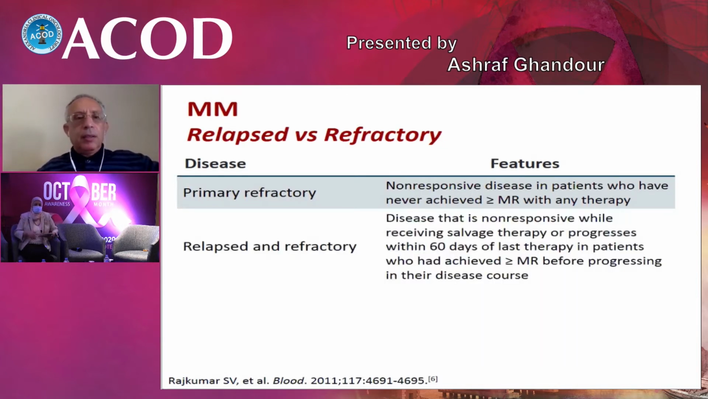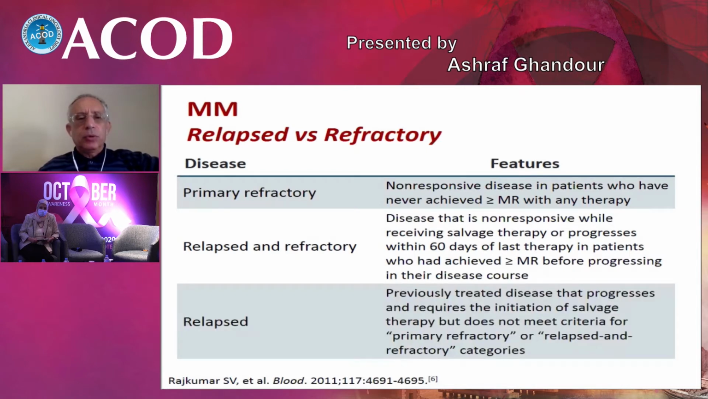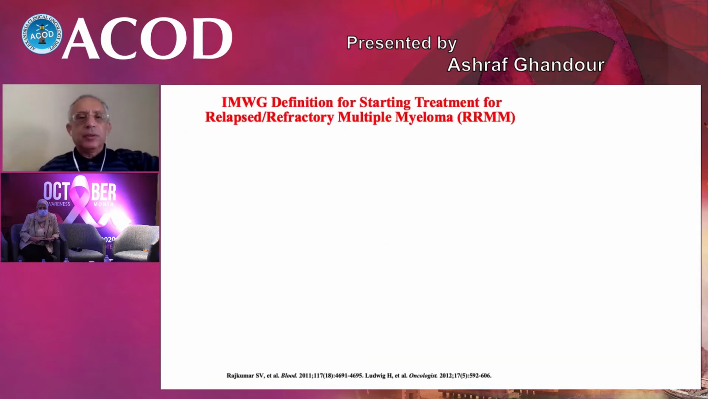While relapsed and refractory, its features are defined as disease that is non-responsive while receiving salvage therapy or progressive within 60 days of last therapy in patients who had achieved more than minimal response before progressing in their disease course. While relapsed multiple myeloma is defined as previously treated disease that progressed and requires the initiation of salvage therapy, but does not meet criteria for primary refractory or relapsed and refractory categories.